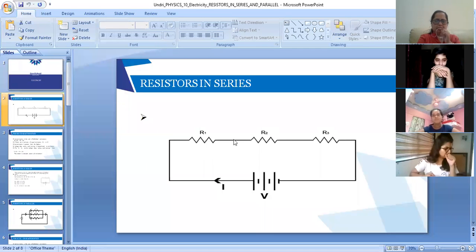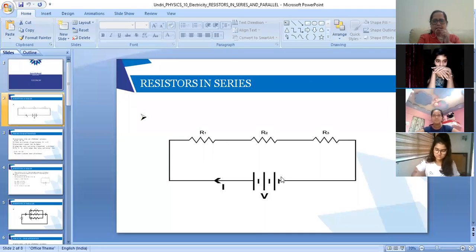So we are talking of resistors in series, which we had done last time. There are three resistors, R1, R2, R3, of 1 ohm, 2 ohm, and 3 ohm. Now I need to find the current in the circuit, I. So I will be equal to V upon R.